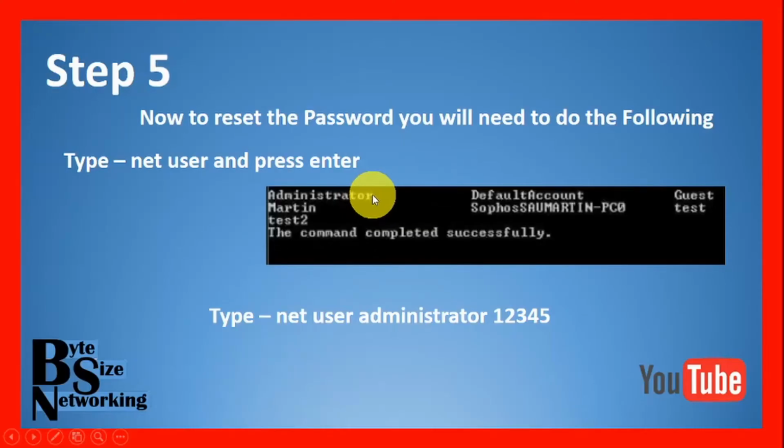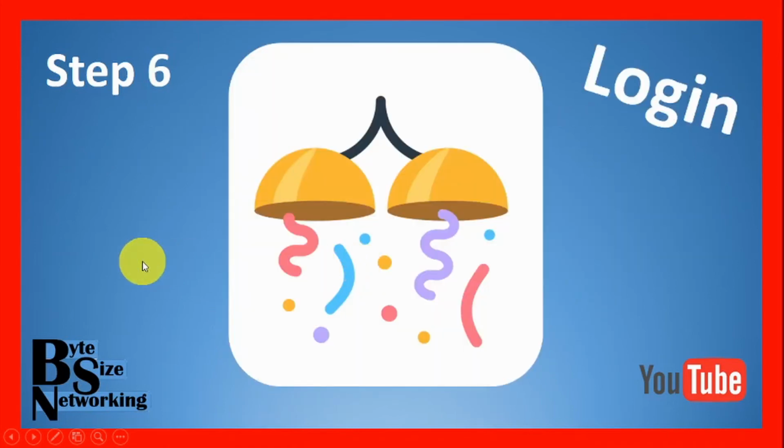So now to reset the password of the administrator account, what you're going to do is the following. Type in net user administrator and then specify a password. For the purpose of this example, I've just used 12345 and then press enter. What this command is going to do is then reset the administrator password to 12345. Then what you need to do is simply log in using the user name of the account that you've just reset and using the password that you've just reset that user account to. And as easy as that, you are into the machine.